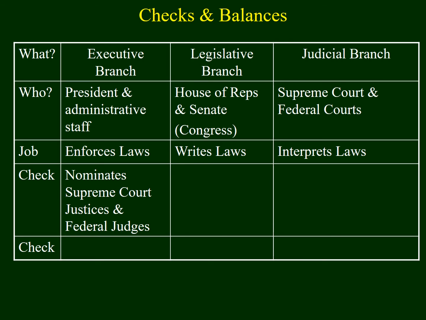I'd like to identify a few checks, or ways in which each of the branches can influence or control the actions of the others if one of them seems to be getting out of hand. One way that the president checks the actions of the judicial branch is that if there's a vacancy in the Supreme Court or for a federal judge position, it's the sole power of the president to nominate someone to fill one of those vacancies.